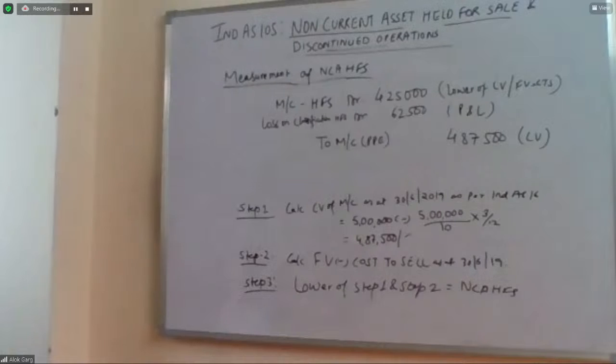Okay. 6 students have confirmed. So Akanksha, it is not 4,50,000, it is 4,87,500 because only 3 months depreciation will be charged.